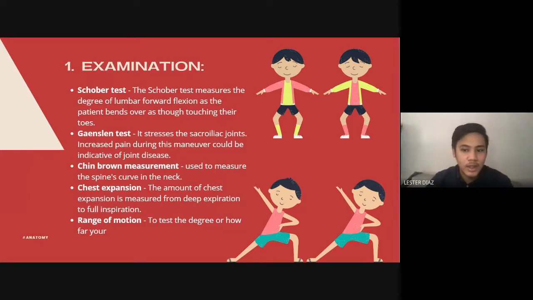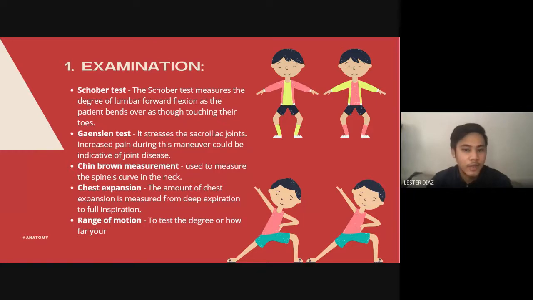When ankylosing spondylitis affects the mid-back region or the thoracic spine, normal chest expansion may be compromised. The amount of chest expansion is measured from deep expiration to full inspiration. Measurements significantly less than 1 inch, compared with a normal chest expansion, could indicate ankylosing spondylitis. And for the last examination, we have the range of motion. To test how well and far your joints allow you to move, the doctor measures the degree to which you can perform movements of flexion, extension, lateral bending, and spinal rotation. Asymmetry may also be noted.